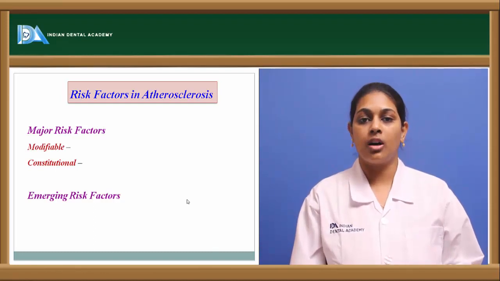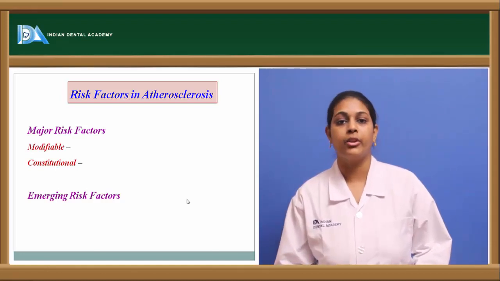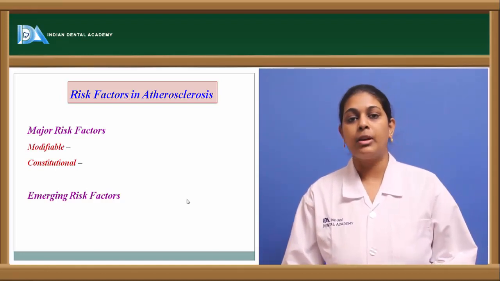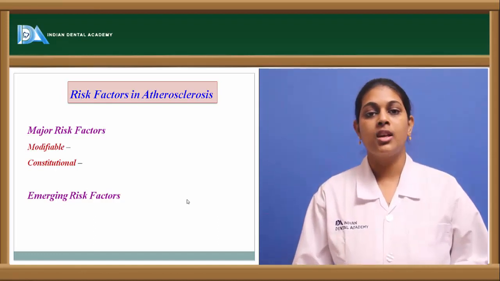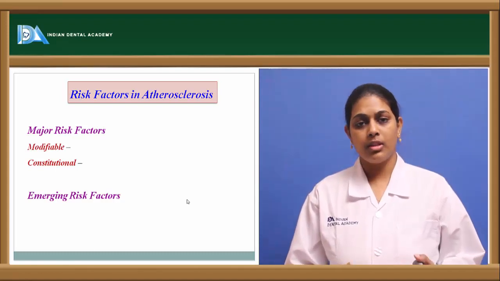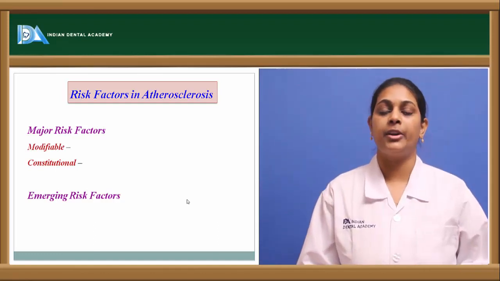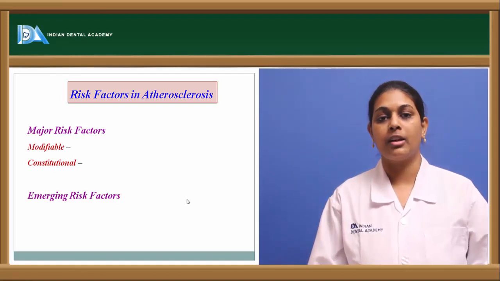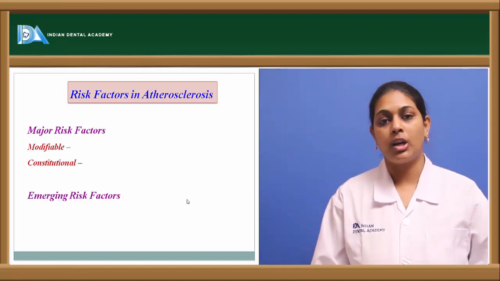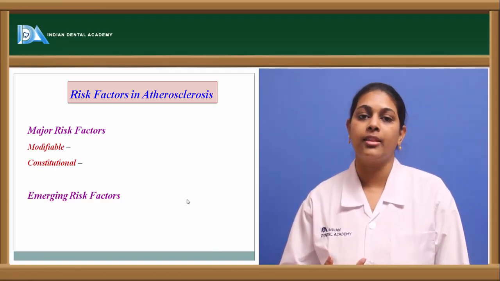So these patients are more prone to develop atherosclerosis. So they are known as modifiable risk factors. Usually when compared to non-smokers, smokers are two times more prone to develop atherosclerosis. Similarly, diabetic patients, hypertensive patients, as well as patients with dyslipidemia, that is abnormal lipoprotein metabolism, all these conditions act as contributing factors for developing atherosclerosis.